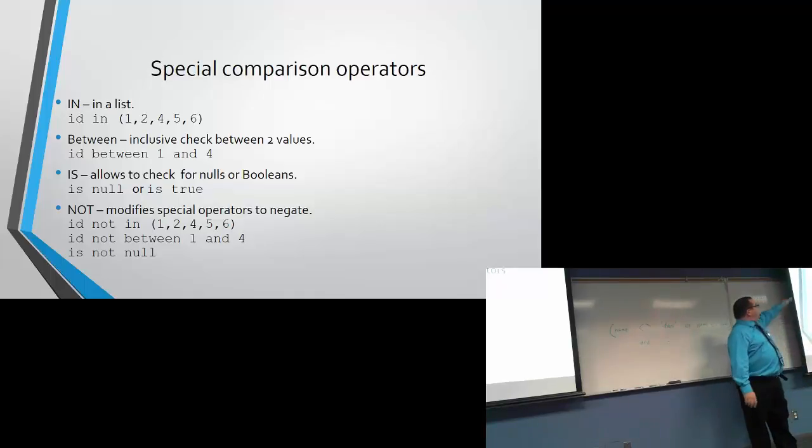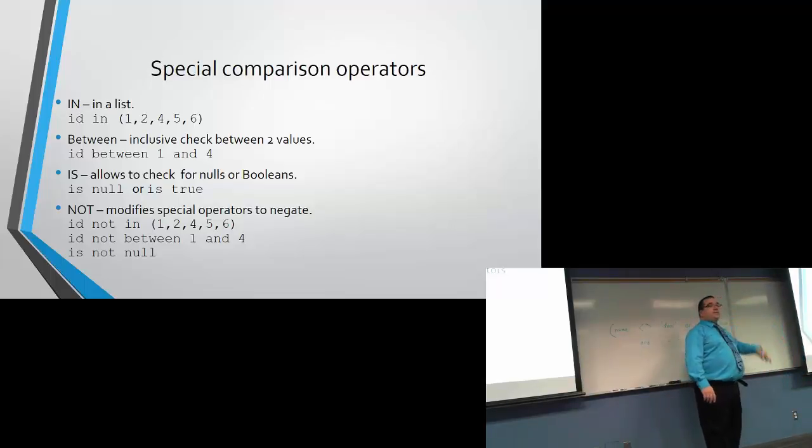Not modifies those other operators. You can say not in a list. In other words, you're trying to get a list of data and it's IDs 1, 2, and 4, but you want everything else that is not 1, 2, and 4. Same thing with not between. Anything that's not between 1 and 4 will give you everything 5 and up, and 0. Or is not null: give me anything that has a defined value, whether it's an empty box, but not a vacuum-filled box. As long as the box has been defined and an empty string has been put in the box, that means it's not null anymore.